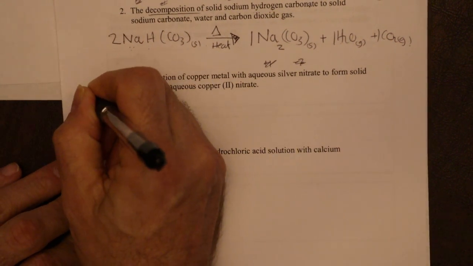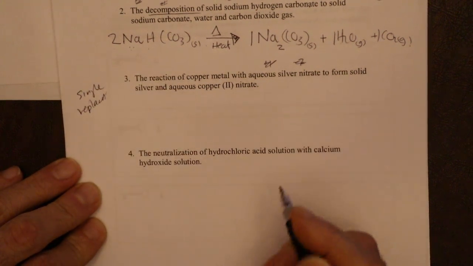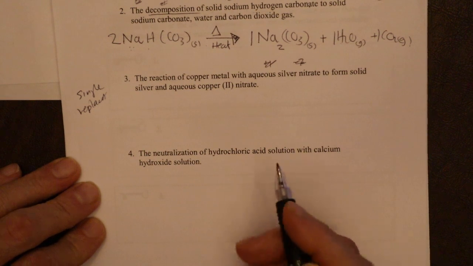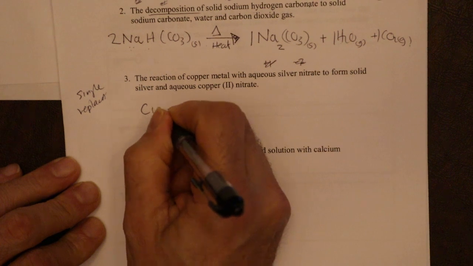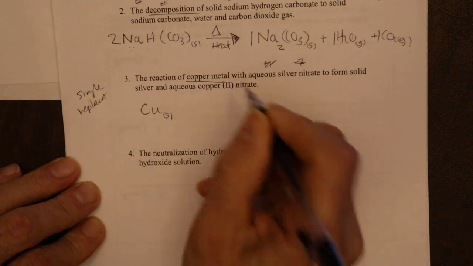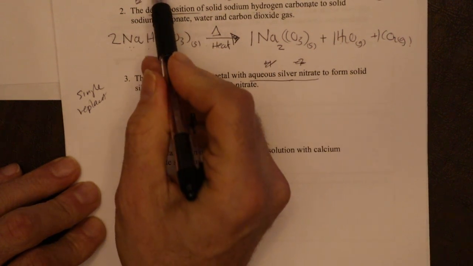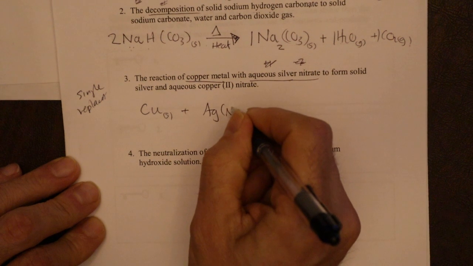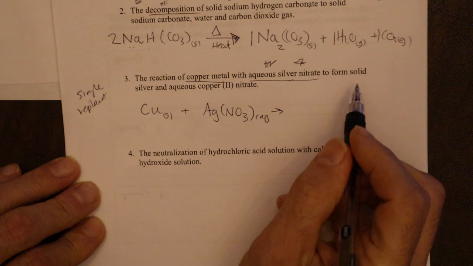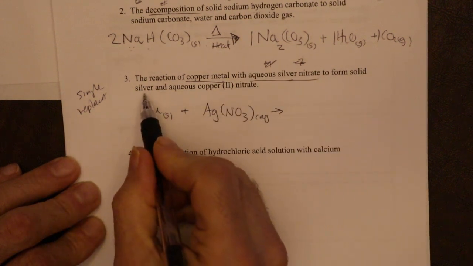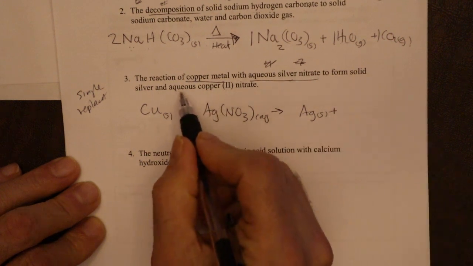This is going to be a single replacement. Oftentimes a metal will replace another metal in a compound. So here it's the reaction of copper metal. Copper is Cu from the periodic table, solid copper metal, with aqueous silver nitrate. Remember, silver is a +1 ion, same as up there actually, isn't it? Silver nitrate, +1, -1, turns into, careful now because this doesn't balance itself as we do it, so it turns into solid silver, which is Ag, plus copper 2 nitrate.